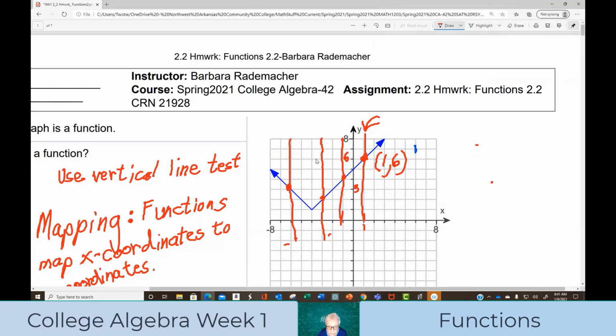Let's try that again. 6. Okay. That makes this point (-6, 3). Which means the number -6 is being mapped to 3 at that point right there. And it's the function, the graph, that's doing it. There's no confusion. -6 is definitely being mapped to 3. +1 is definitely being mapped to 6. I know exactly where number 1 goes. I know exactly where -6 goes. And that makes a function.